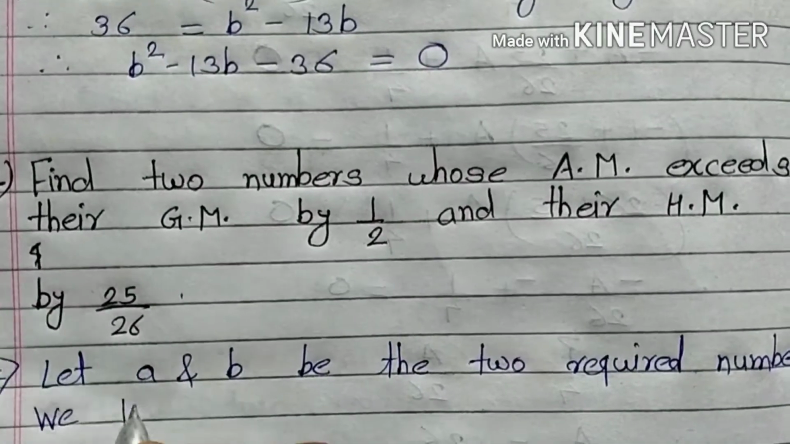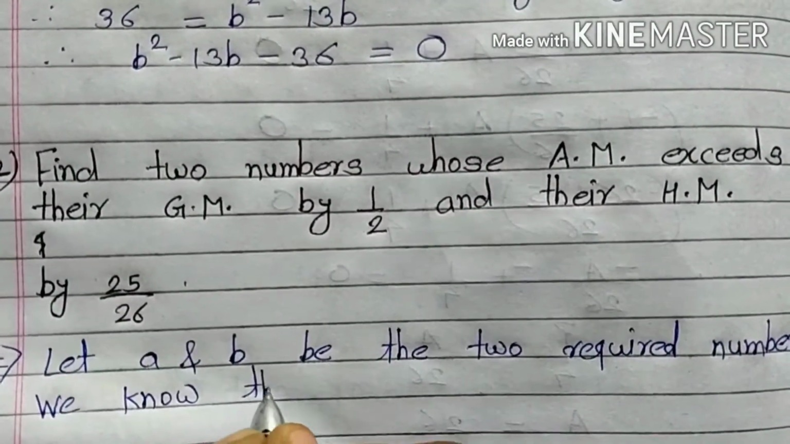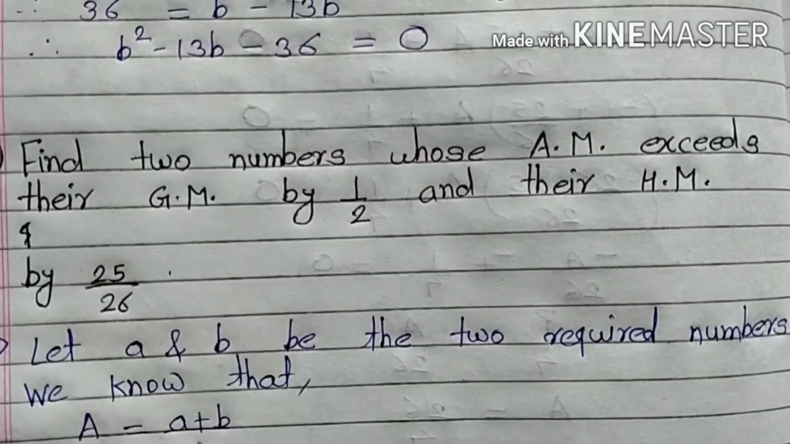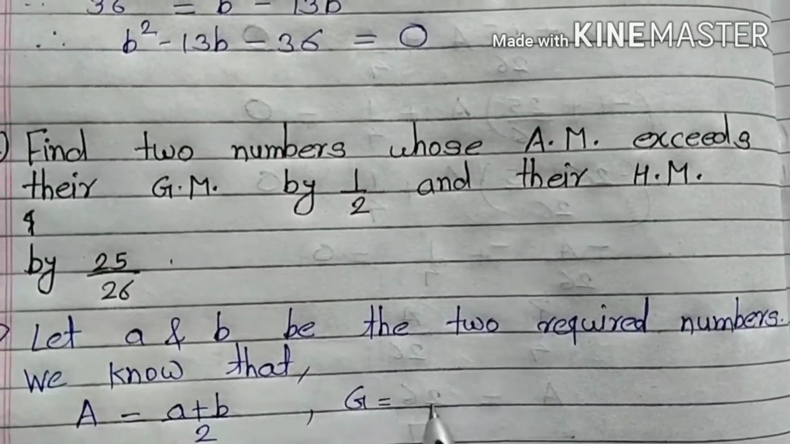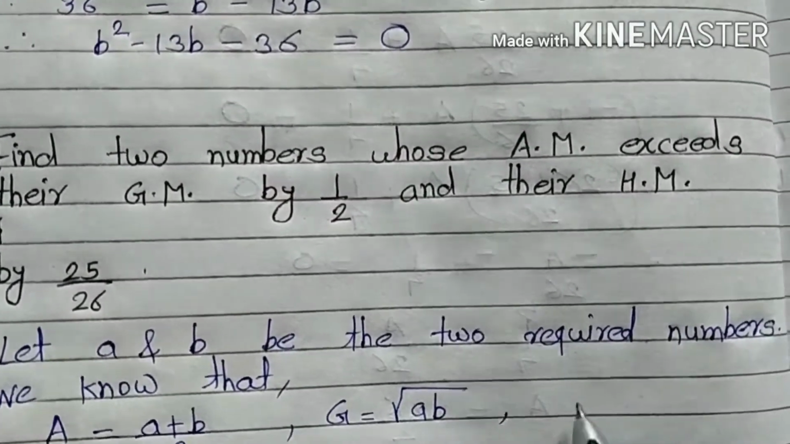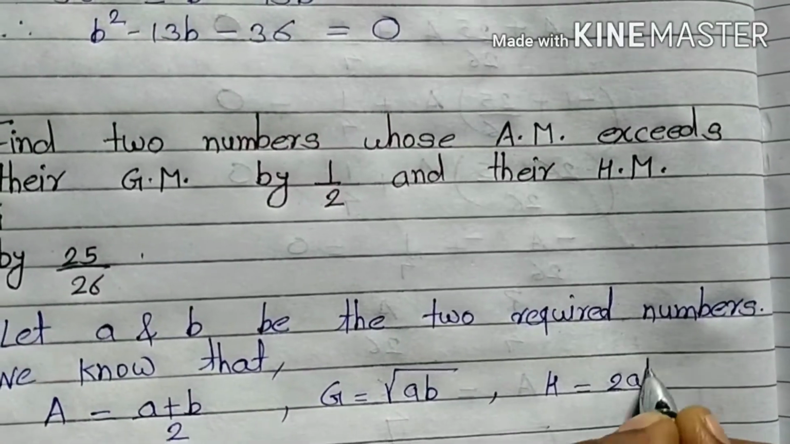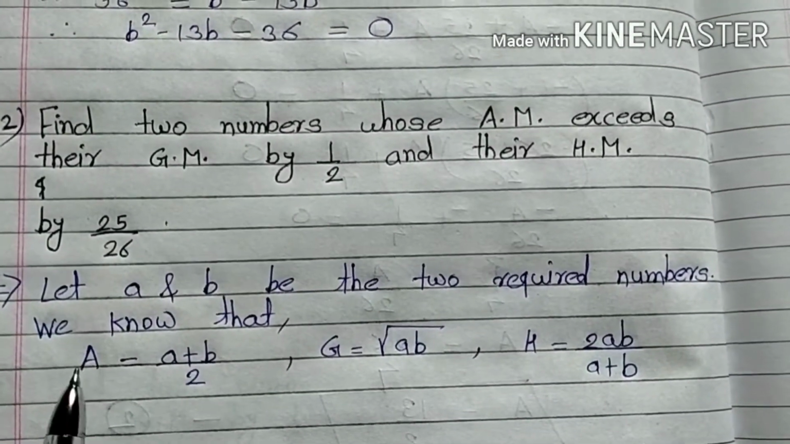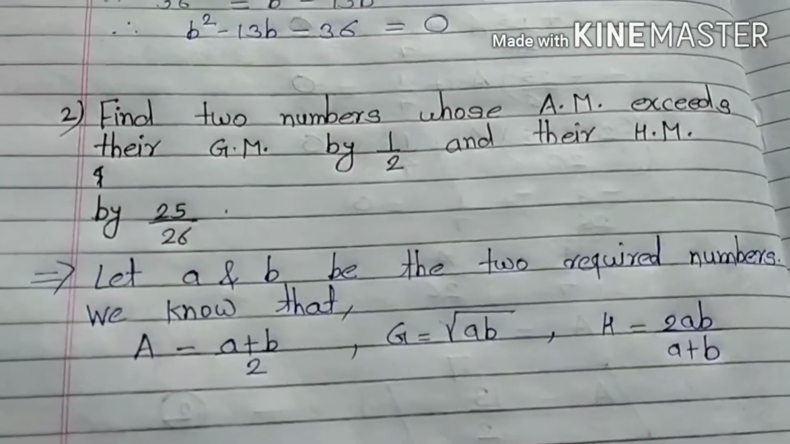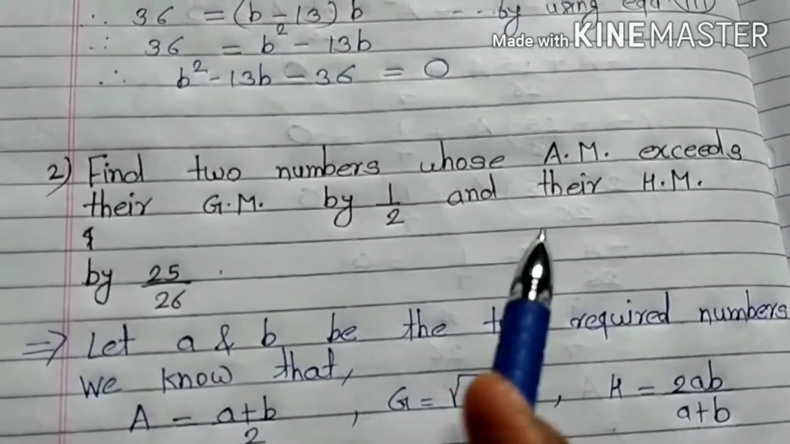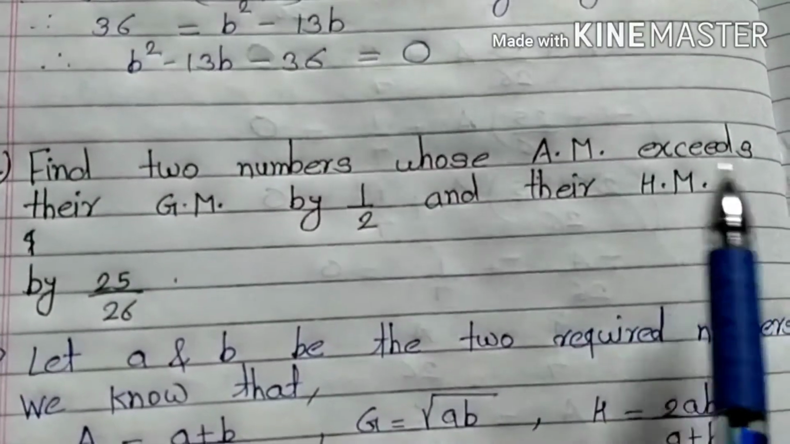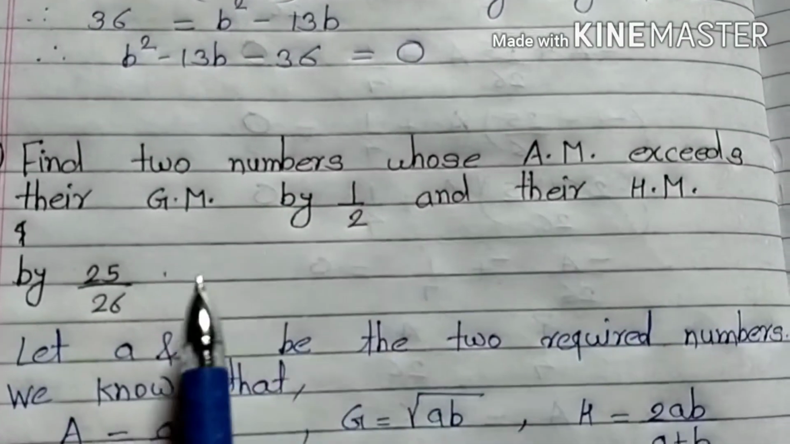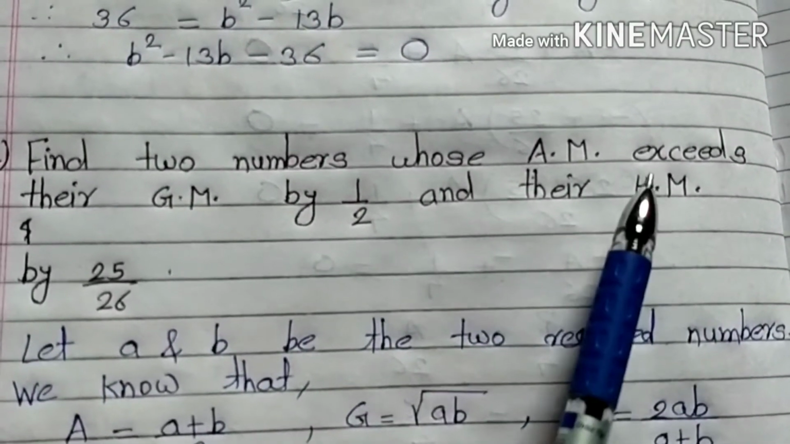So we know that A is equal to (A + B)/2, G is equal to under root of AB, and H is equal to 2AB upon A plus B. So these are our AM, GM and HM. Now from the conditions: AM exceeds their GM by 1/2 and also AM exceeds their HM by 25 upon 26. Exceeds means add.